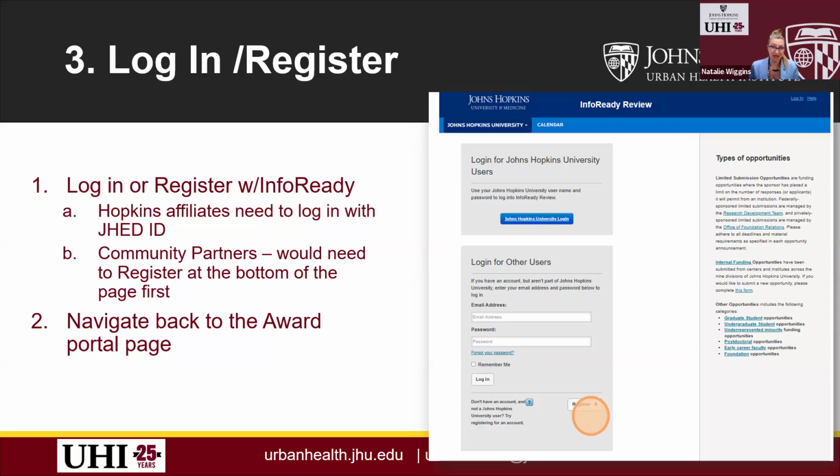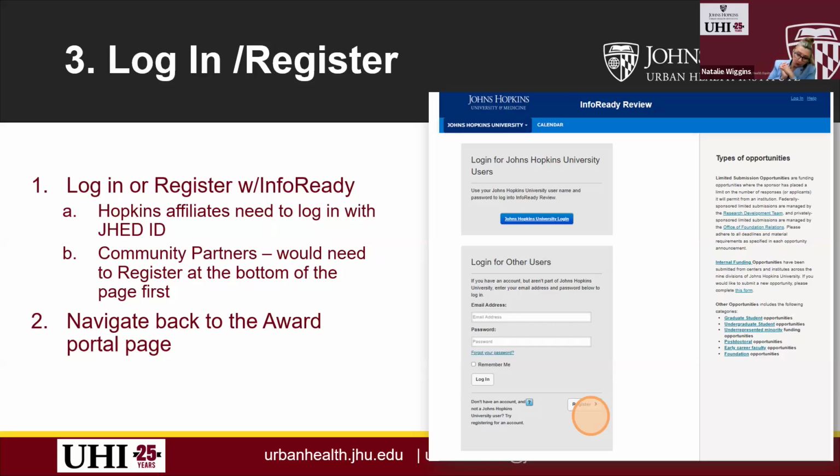So the very first step would be to register with InfoReady. Johns Hopkins affiliates, so students and faculty, can use the Johns Hopkins University login, which is connected to their JHED ID. Login for all other users is located just a little bit further down on the page, so be sure to scroll down.